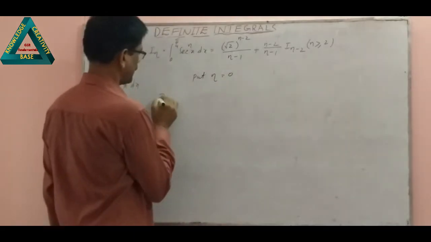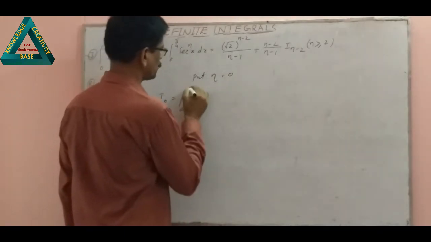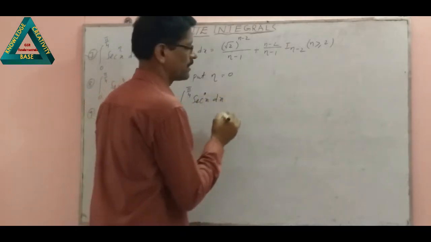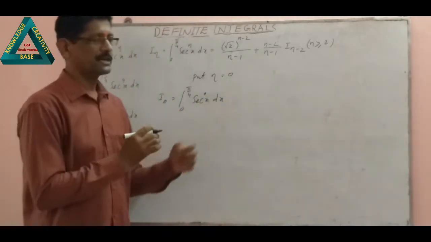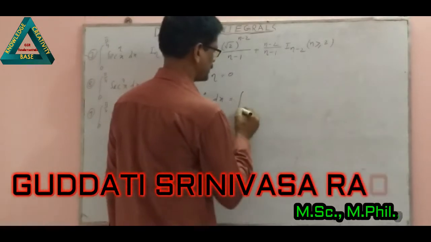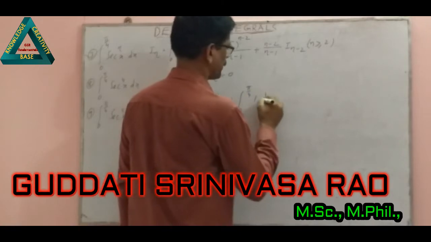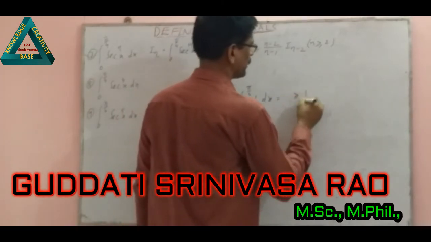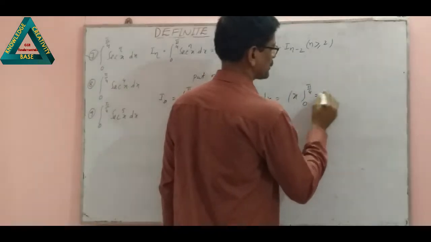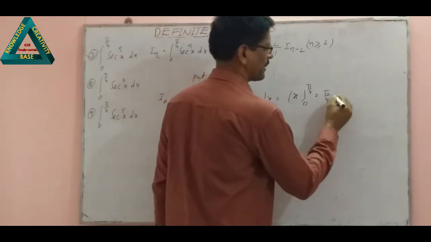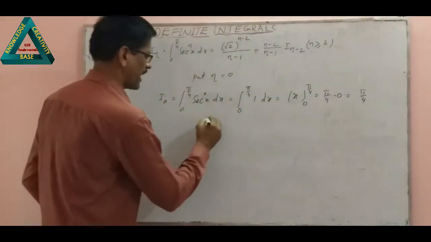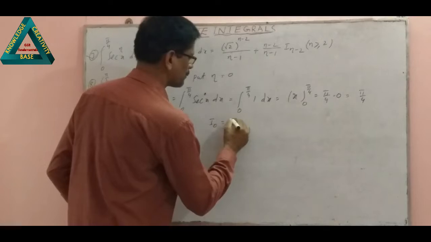We get I naught is equal to integral 0 to pi by 4 secant power 0 x into dx. But any power 0 is equal to 1. That equals integral 0 to pi by 4 of 1 into dx, which equals integral of 1 dx with limits 0 to pi by 4. Substituting the upper limit pi by 4 minus the lower limit, that equals pi by 4. So the value of I naught is equal to pi by 4.